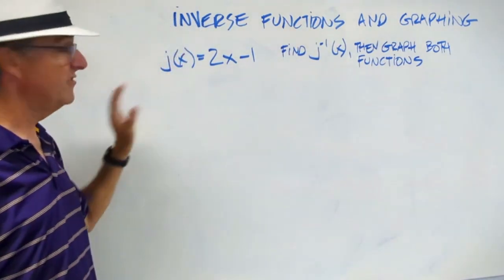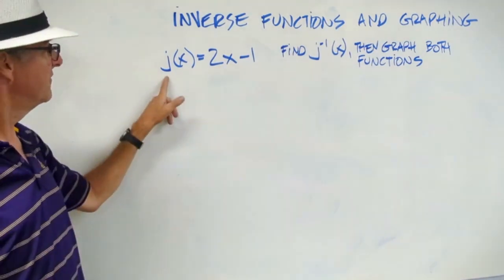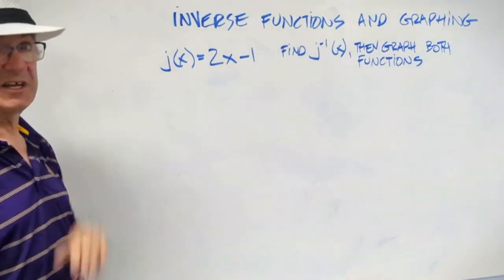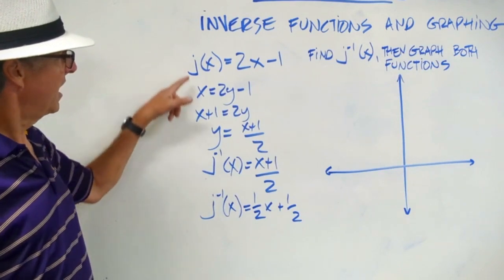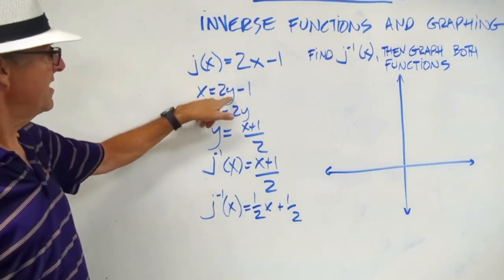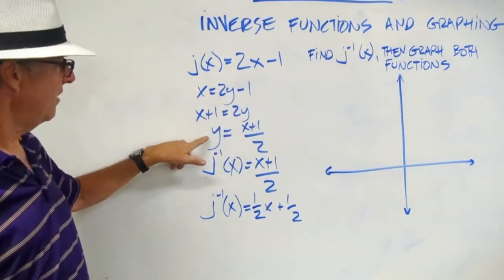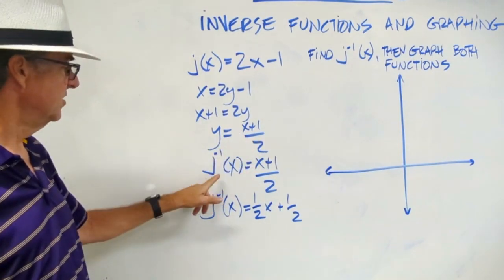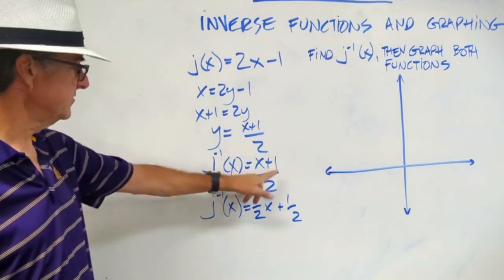So go ahead, pause the video, use the steps you just learned to find the inverse of j of x. All right, let's see how you did. I just did my trick. I switched my x and y, and I resolve for y. I get (x plus 1) over 2. So j inverse of x is (x plus 1) over 2.